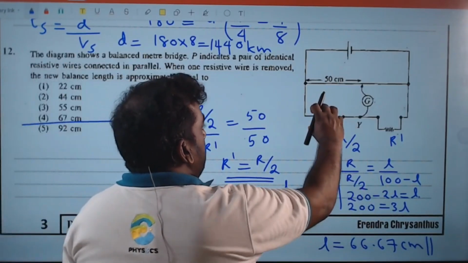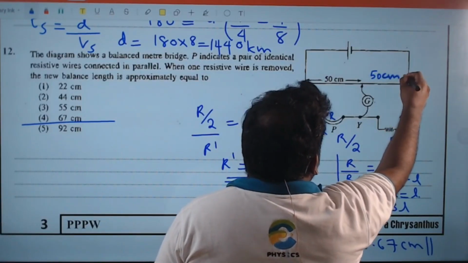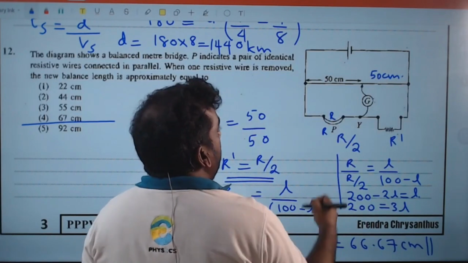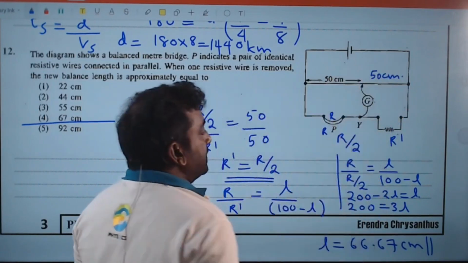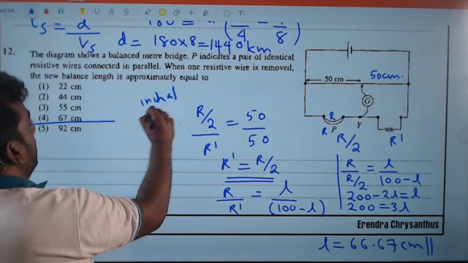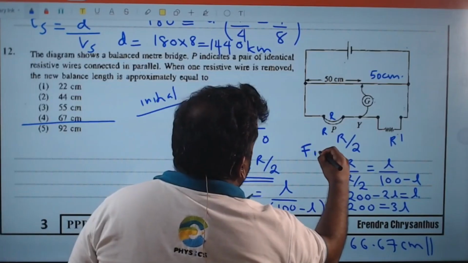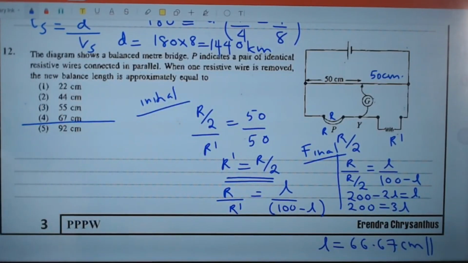So this divided by that is that over that. Meter bridge means here 50. Now in the next case I am removing this R. Only one R is there. R over R dash is L over 100 minus L. So this is your initial situation, and this is your final situation. From there you can find the new balance length.